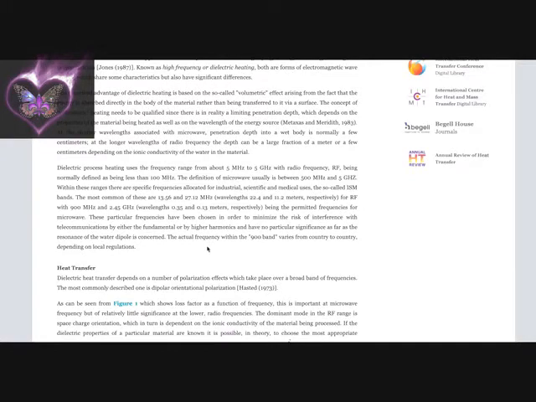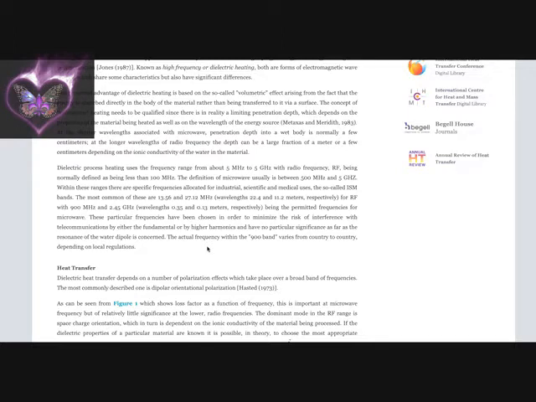Dielectric process heating uses the frequency range from about 5 MHz to 5 GHz, with radio frequency, RF, being normally defined as being less than 100 MHz. The definition of microwave usually is between 500 MHz and 5 GHz.